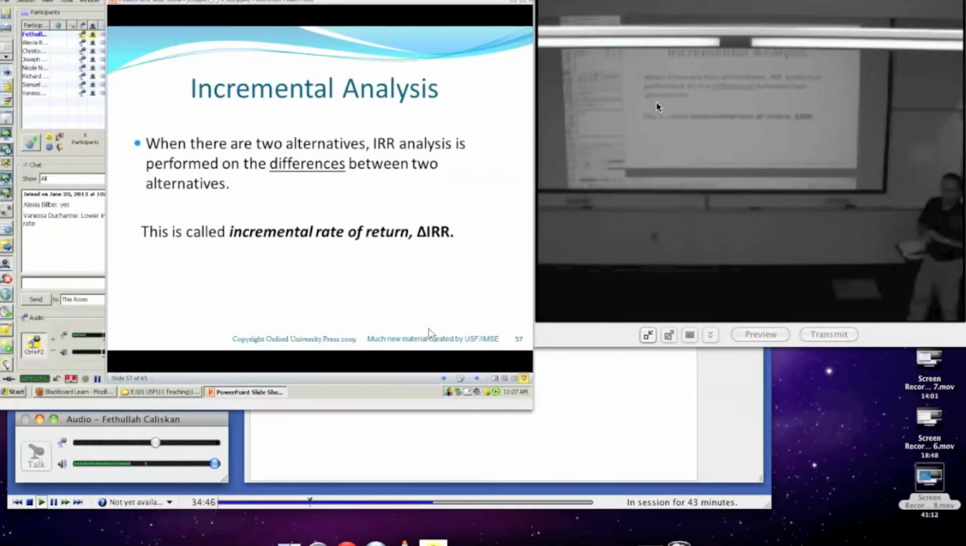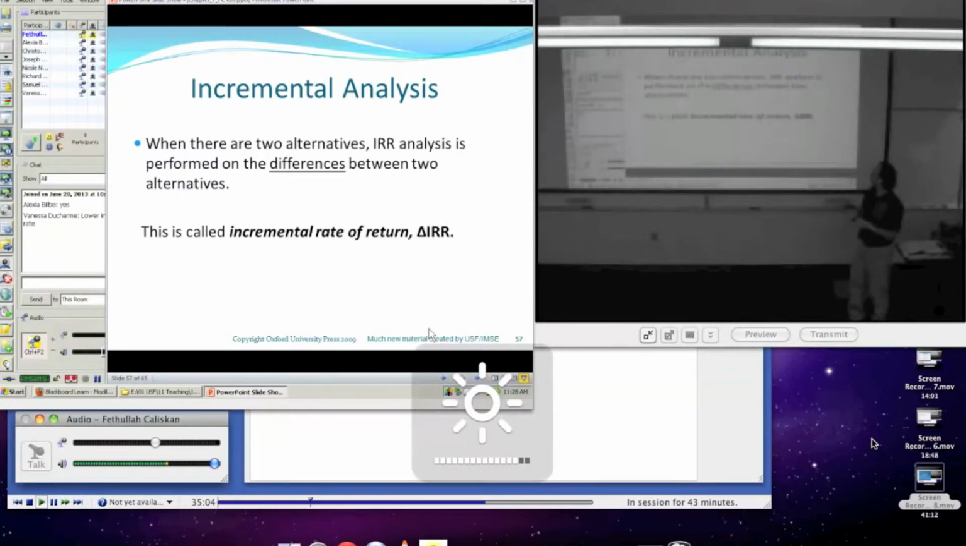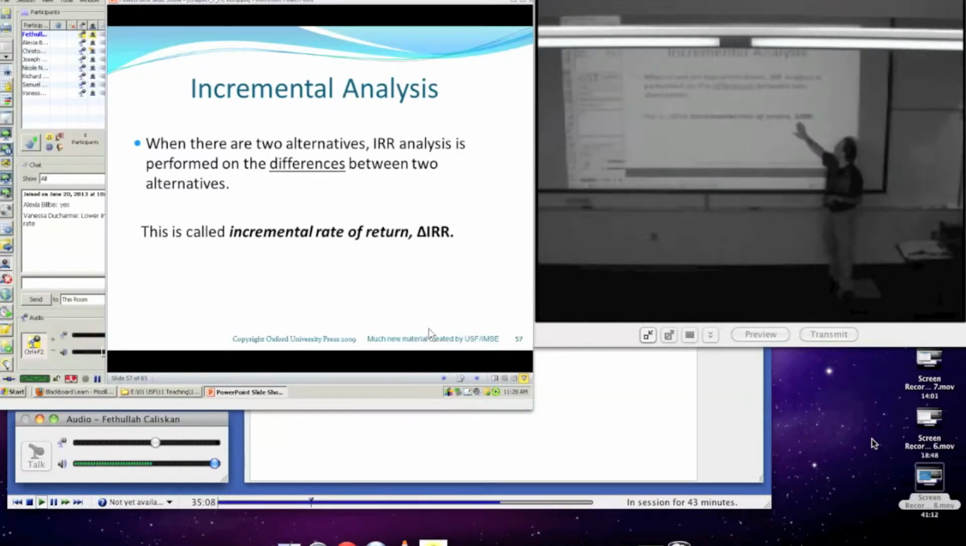Now, the definition, incremental analysis. When there are two alternatives, A and B, machine X and machine Y, internal rate of return analysis is applied on the differences of the two cash flows of the two alternatives. This is called incremental rate of return and denoted as delta IRR.